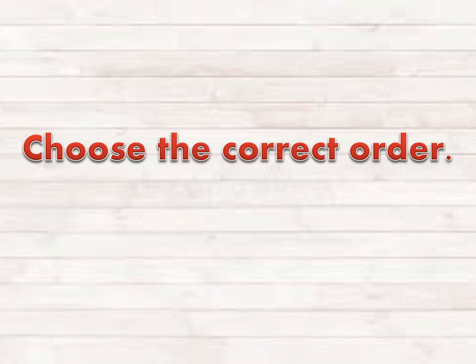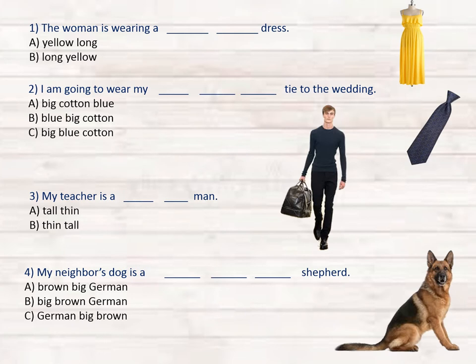Exercise 2 says choose the correct order. Okay, so the first one says the woman is wearing a yellow long or long yellow dress. Which one is correct? Of course, long yellow dress. Size, then color. Okay, what about number two? I'm going to wear my big cotton blue or blue big cotton or big blue cotton tie to the wedding. Okay, which one is correct? So, big is size, cotton is material, and blue is color. So we start, of course, with big. Big is the size, then color, then material.